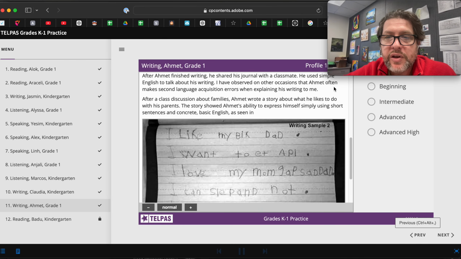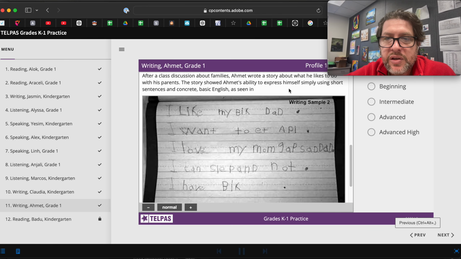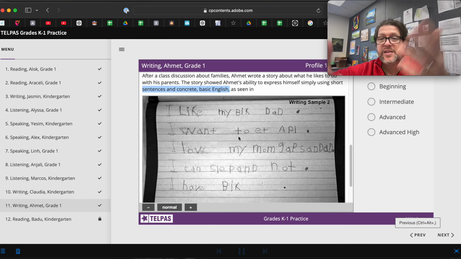I've observed on other occasions he makes second language acquisition errors when explaining his writing to me. He wrote a story about what he likes to do with his parents. This showed his ability to express himself simply using short sentences and concrete basic English. Done. Is he able to write something? You remember the one that was letter strings and it doesn't convey any meaning?